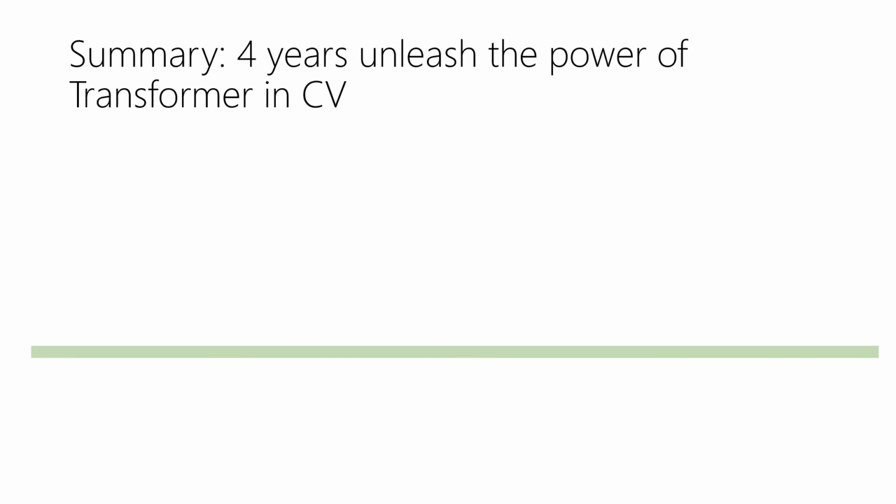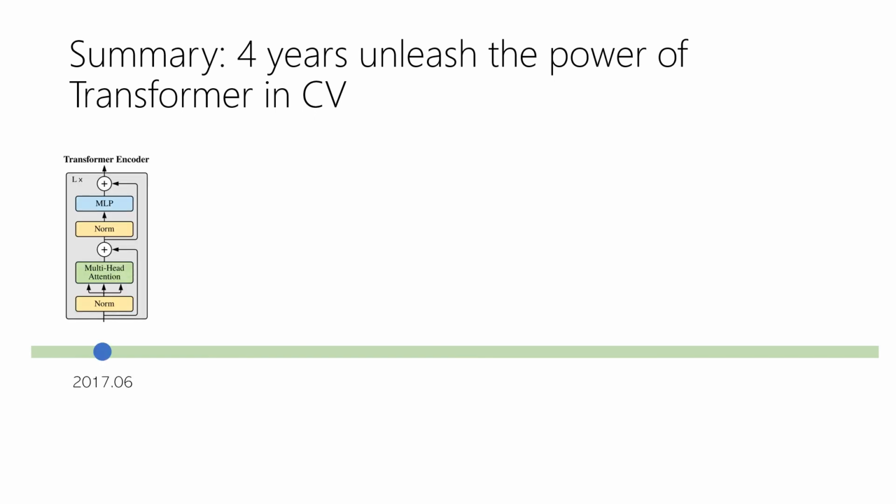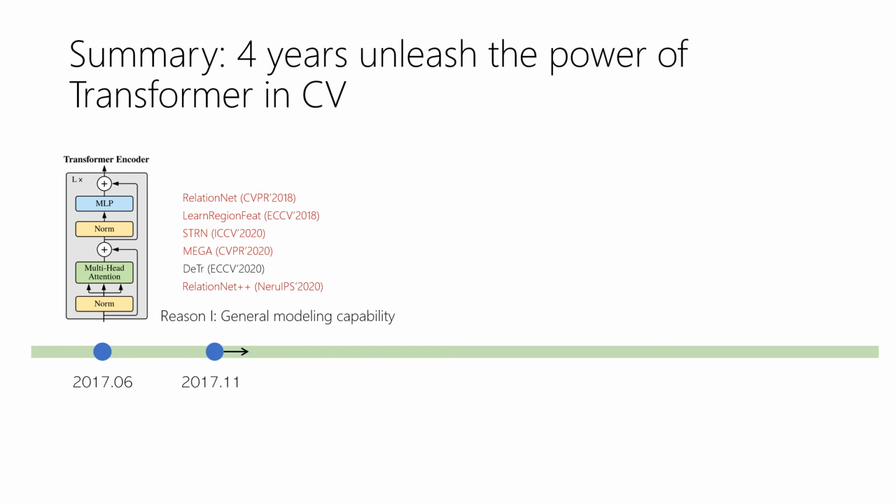Finally, here is a summarization of this talk. Since the invention of transformer in the NLP field 4 years ago, it has quickly dominated the NLP field in architecture design. In computer vision, the power of transformer was gradually unleashed during the last 4 years by exploiting 5 merits of transformers. The first merit lies in the general modeling capability. I list here 6 related works which explore transformer or attention layers for visual relationship modeling. These papers marked in red are works of ourselves.